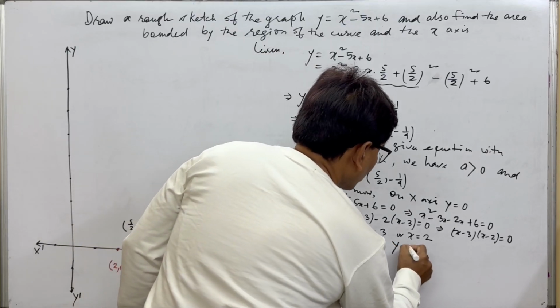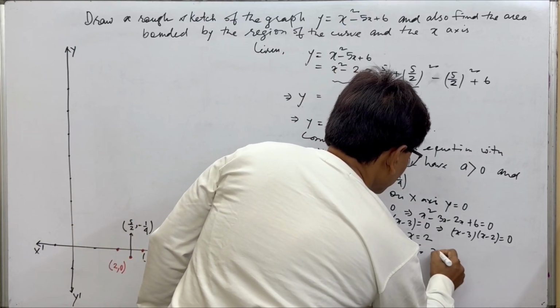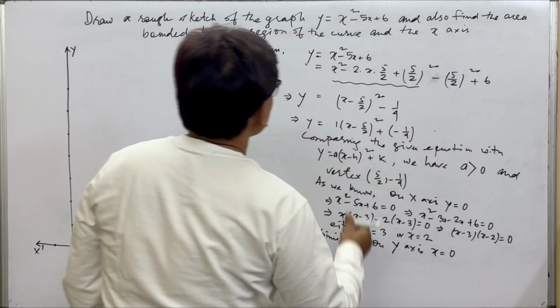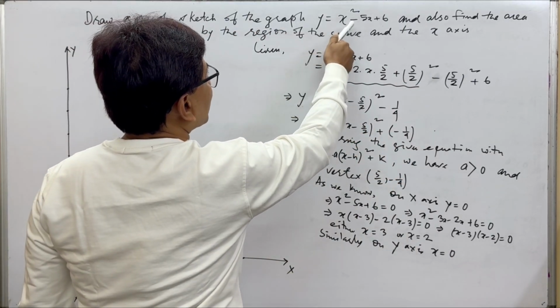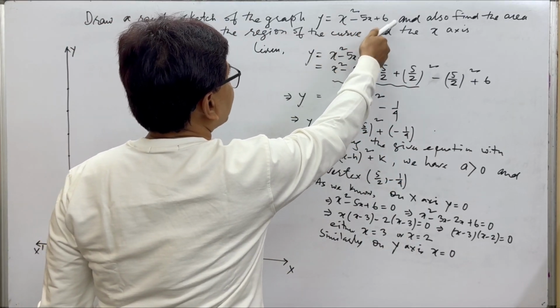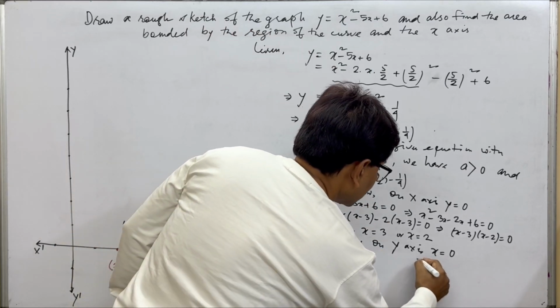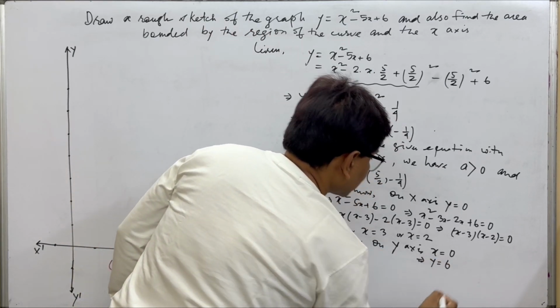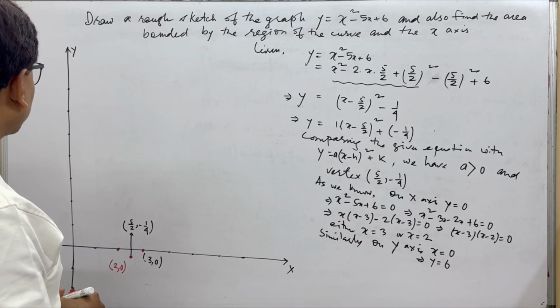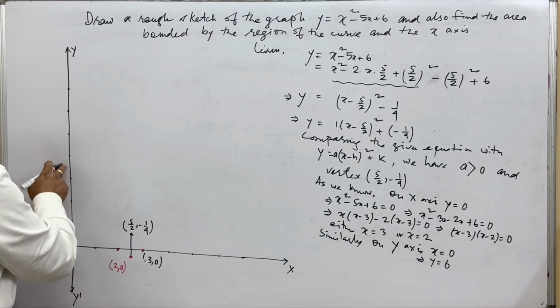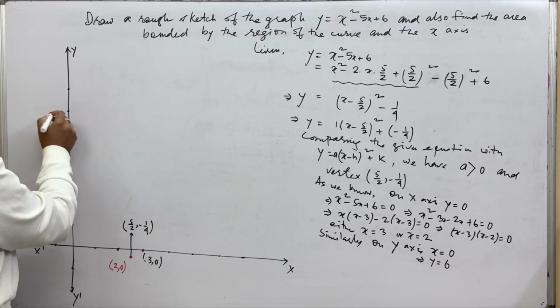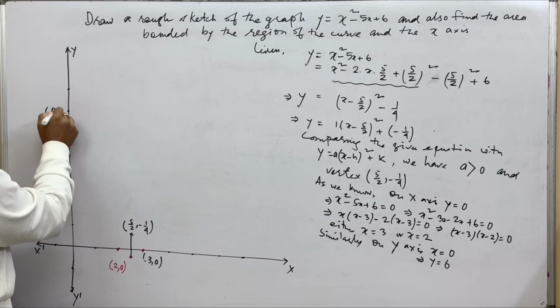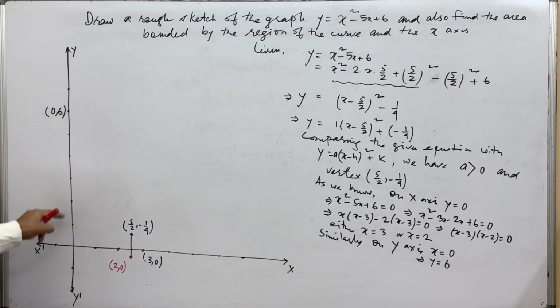On the y-axis, x equals 0. So if x equals 0, y equals what? 0 square minus 5 into 0 plus 6, that is y equals 6. It denotes y equals 6. That means the point will be 0, 6. 1, 2, 3, 4, 5, 6. So this is 0, 6, we can say.